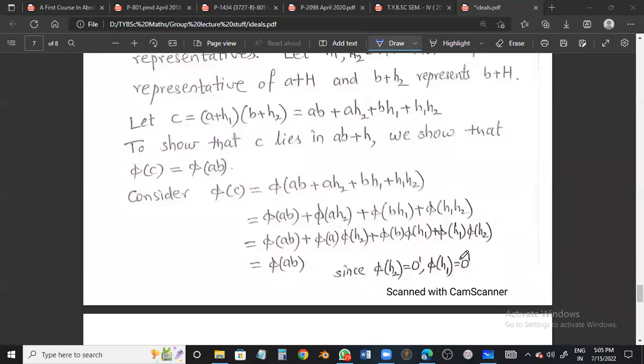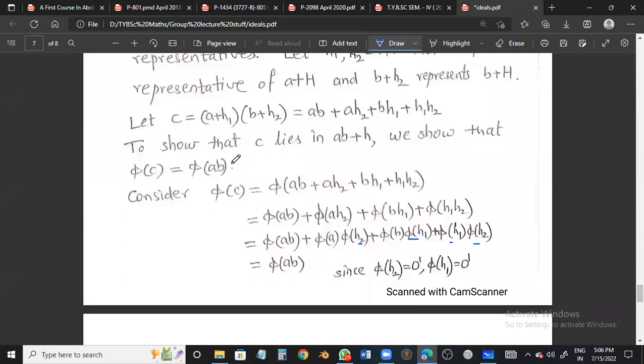Phi of H1 into phi of H2. Now what are those H? They are members of capital H. What was capital H? Kernel. What does kernel mean? Image is 0. So phi of H2 is 0', phi of H1 is also 0'. So this is 0, here I'm getting 0, this one is also 0, and here also I'm getting 0. So what happens? This whole part goes off and we are simply left with phi of AB.